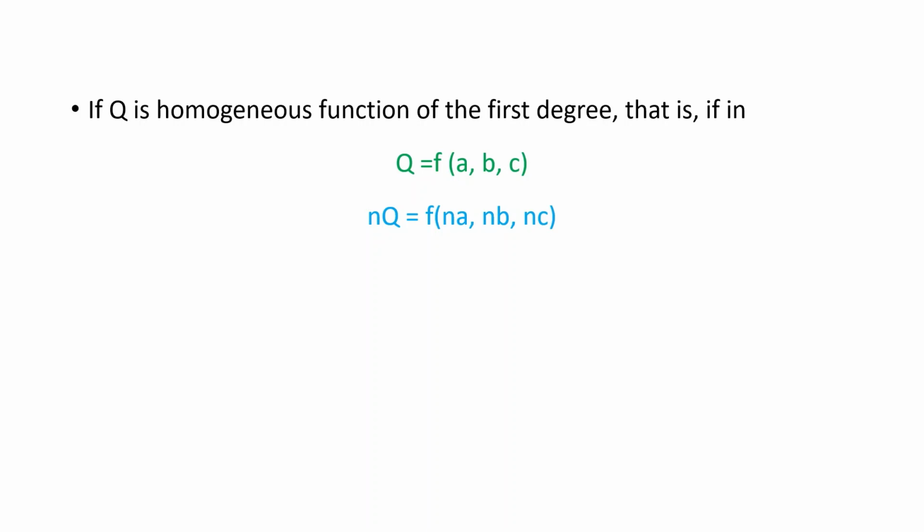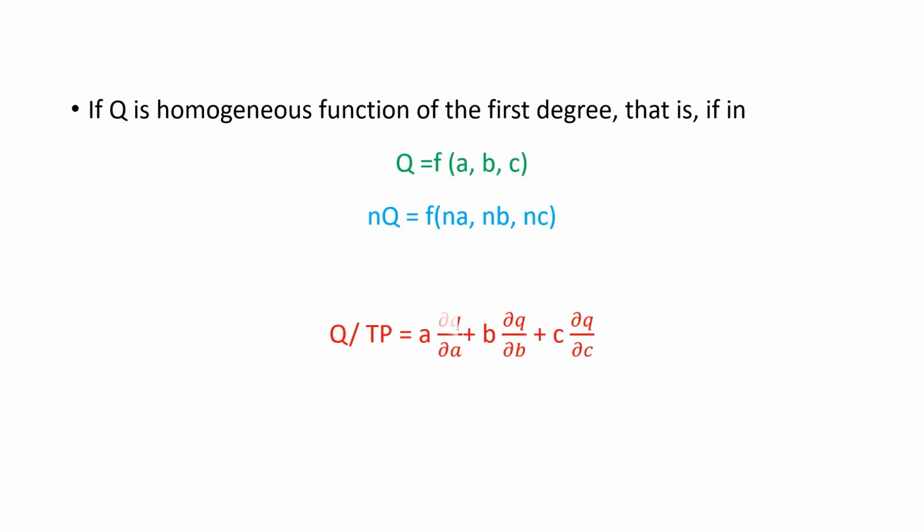Thus, the homogeneous function of the first degree, or linear homogeneous function, is of the following form. That is, n multiplied by Q is a function of n multiplied by A, n multiplied by B and n multiplied by C.